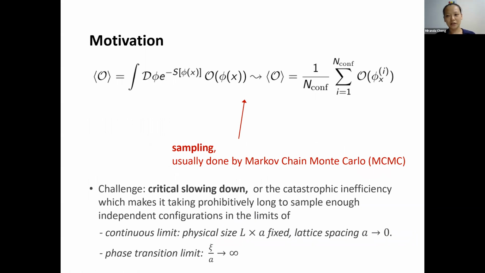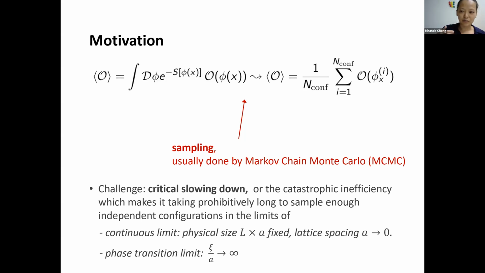The challenge here is the so-called critical slowing down problem of the MCMC. It is a catastrophic inefficiency, which makes it very difficult, in terms of computational power or available time, to sample enough independent configurations in order to have an accurate estimate of your observable. This poses a problem in the continuum limit, usually in the HEP context. Namely, you keep the physical size the same, but you chop it finer and finer, and then your degrees of freedom grow. Or, more in the condensed matter context, when you approach the phase transition point.